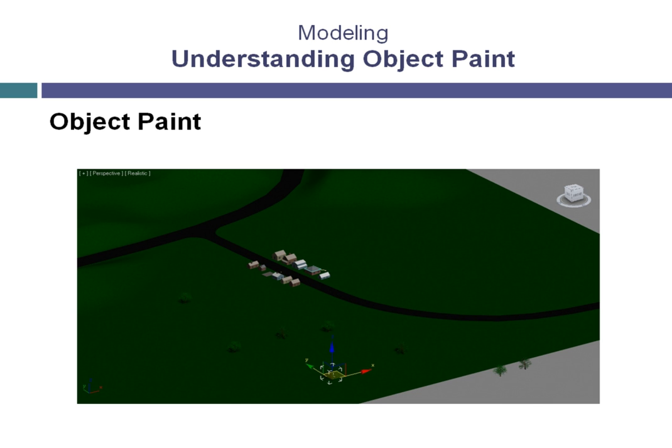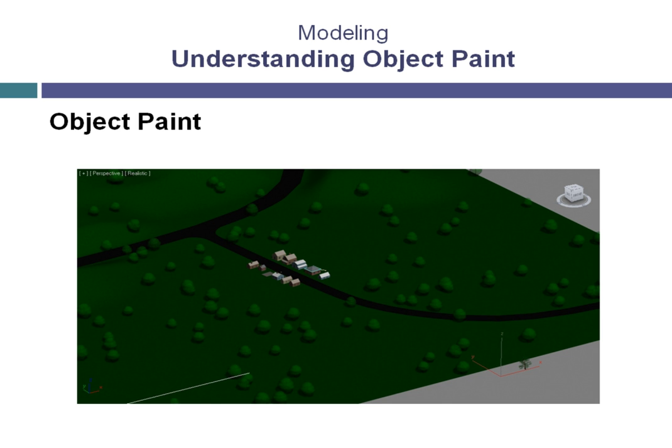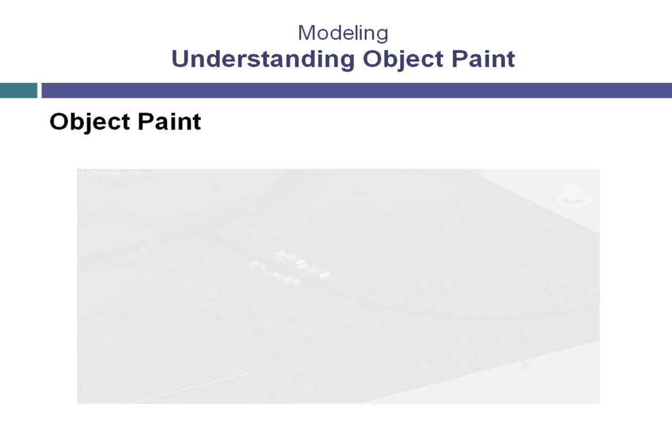You could use the scatter tool in order to scatter the trees around the landscape, but that doesn't give you the kind of control you want. You want to be able to place the trees in specific areas, say along roadways and away from buildings. This is where Object Paint can be a very helpful tool.